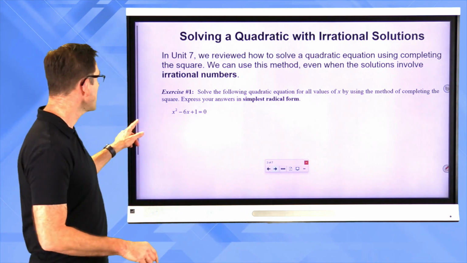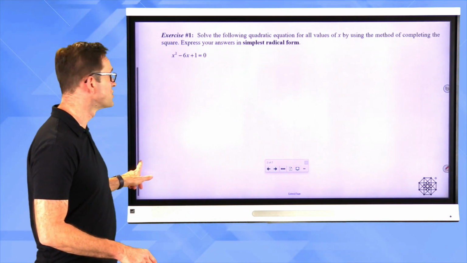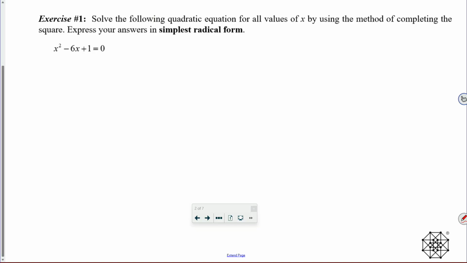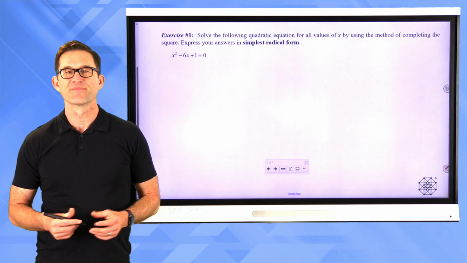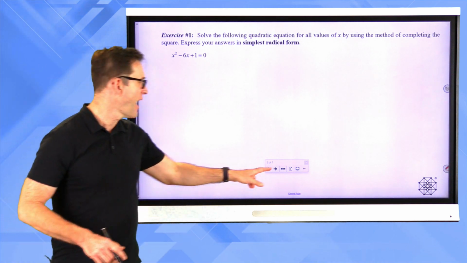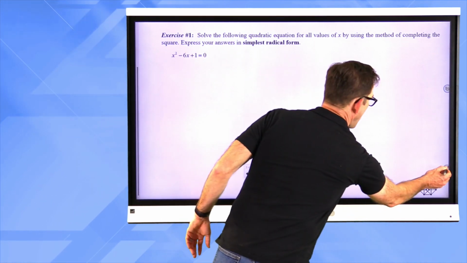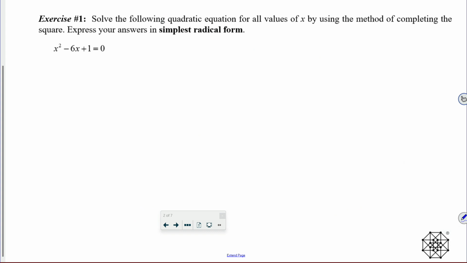So let's take a look at that process in exercise number 1. Solve the following quadratic equation for all values of x by using the method of completing the square. Express your answers in simplest radical form. All right, well, let's review how to solve a quadratic by completing the square.